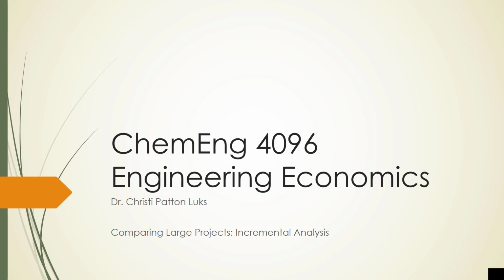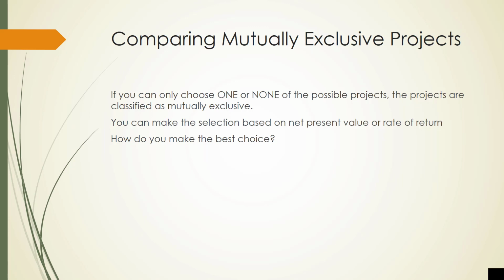In this lesson for our engineering economics, we're going to be looking at how we can compare large projects using incremental analysis. We will specifically be looking at how we can compare mutually exclusive projects. The idea being that if you can only choose one or none of the possible projects, then the projects will be considered mutually exclusive.